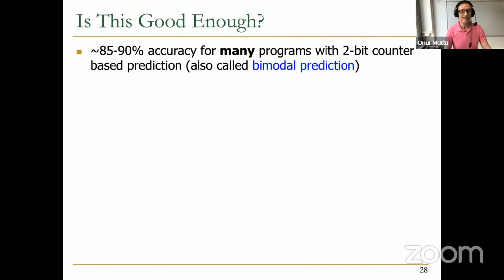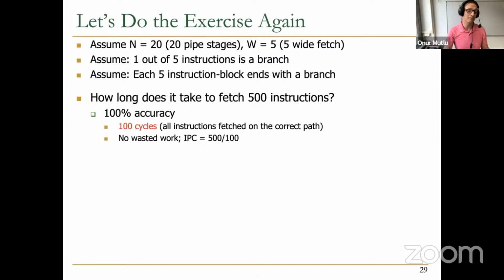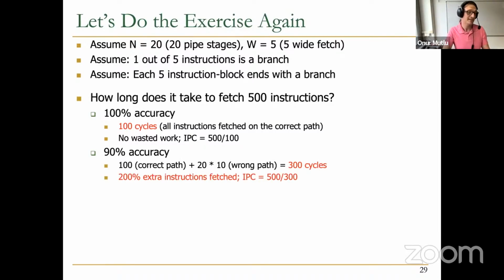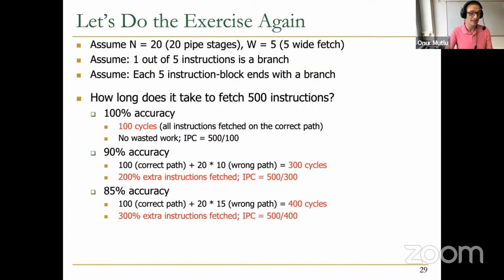Okay, now I'll ask you the question, is this good enough? And probably the answer would be not good enough, right? Basically, with 2-bit counter prediction in the 1980s, when it was invented, you get 85 to 90% accuracy on the programs of that day. That sounds great, but that's not good enough. Basically, the branch problem is quite big. So if you go back to the example that I showed you, 90% accuracy is not good enough, right? It still leads to 200% extra instructions fetched, and your IPC is 3x lower than a perfect prediction IPC. 85% is even worse. As you can see, your IPC is 1.25 as opposed to 5.